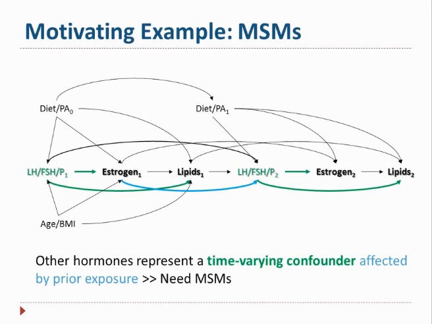So estrogen levels in the first cycle are associated with hormone levels in the next cycle, but these hormones are a confounder. They're a common cause of estrogen levels and lipids. So here we're in this case where we want to adjust for these hormones to take care of this confounding, but because estrogen affects these levels, we shouldn't be adjusting for them. So we need marginal structural models.